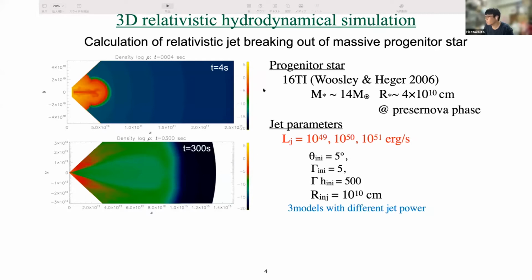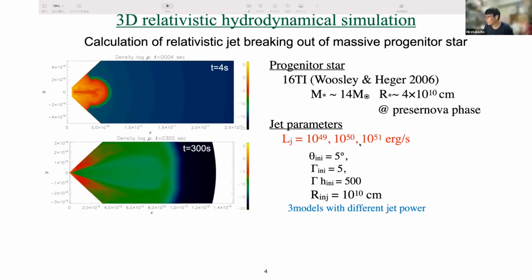The considered progenitor star model is the widely used Wolf-Rayet star model taken from Woosley and Heger 2006. And here, as for the jet parameters, we employ the values shown here, which is in the range of typical values employed in the literature. So in the current simulations, we consider 3 models with different jet powers shown here, which covers 2 orders of magnitude.